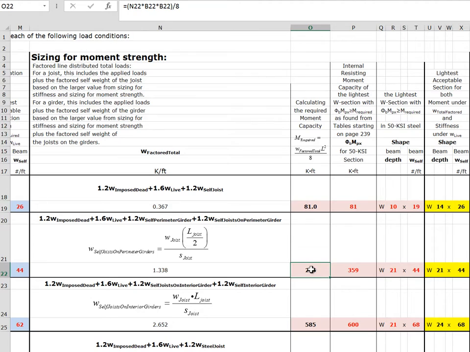Likewise, when we come here, it's very simple. It's exactly the same formula. It's this load times the length of the girder squared divided by 8, and we get 295 kip feet. And then this formula, again, is just updated to have all the data for the perimeter girder, but it's the load times the length squared over 8. So now we want to be able to go into these tables and find something with this moment capacity.